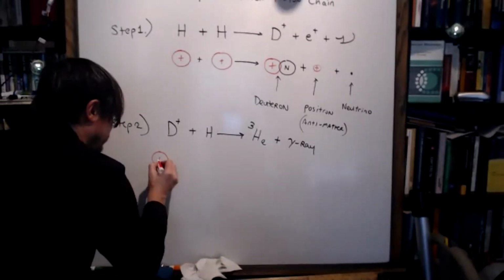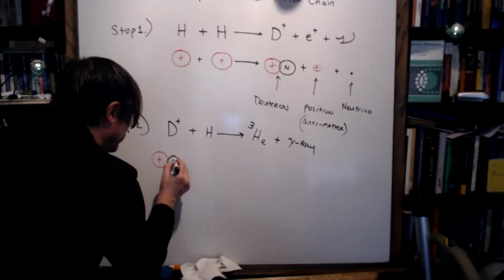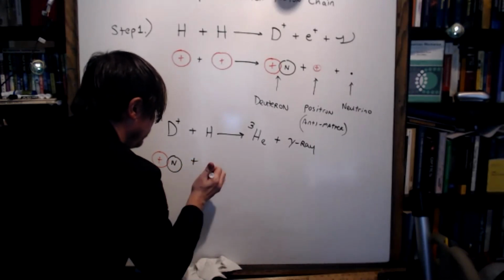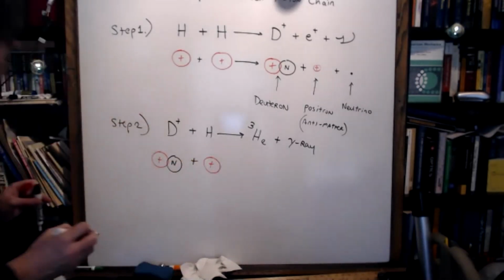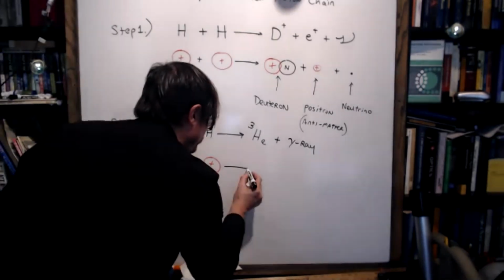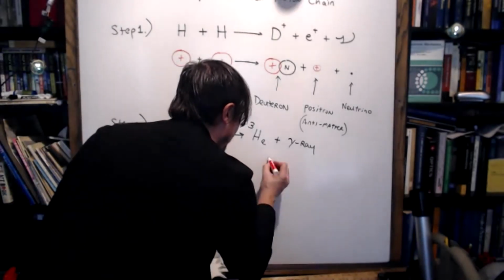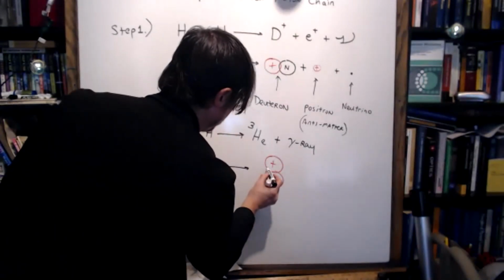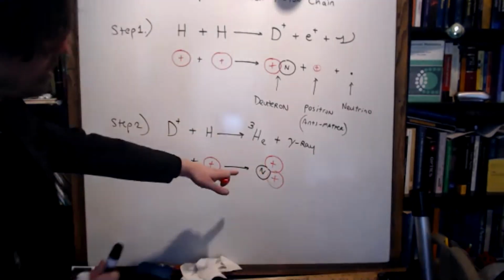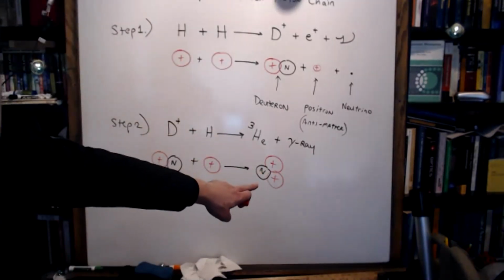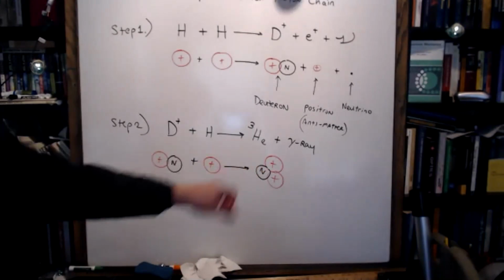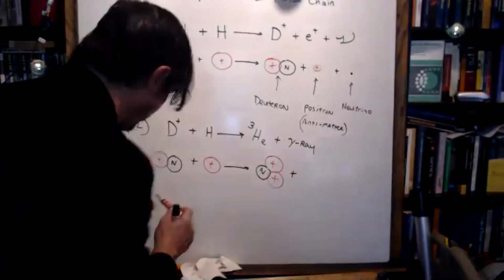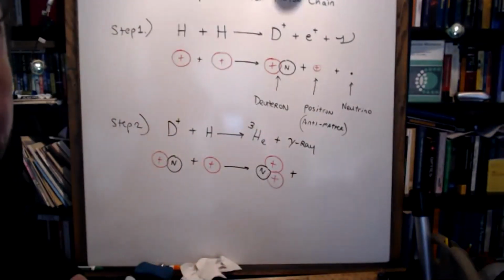Deuterium is 1 proton and 1 neutron. It's going to collide with a hydrogen atom, which is 1 proton. And when they smush together, they are going to make an isotope of helium called helium-3. This is an unstable nucleus. It does not have enough neutrons to be happy. And the gamma ray is actually a tiny little wiggle of electromagnetic radiation.